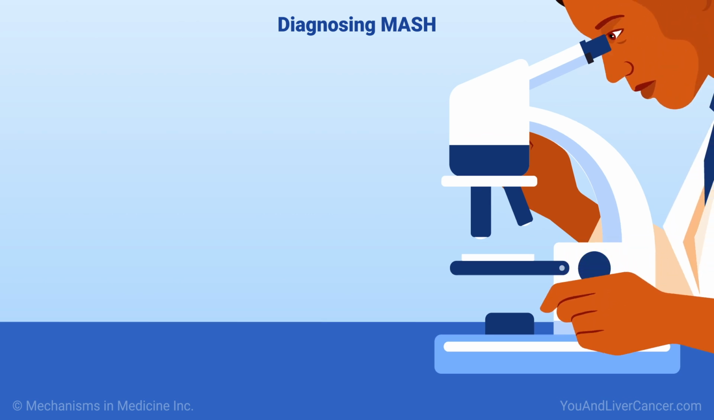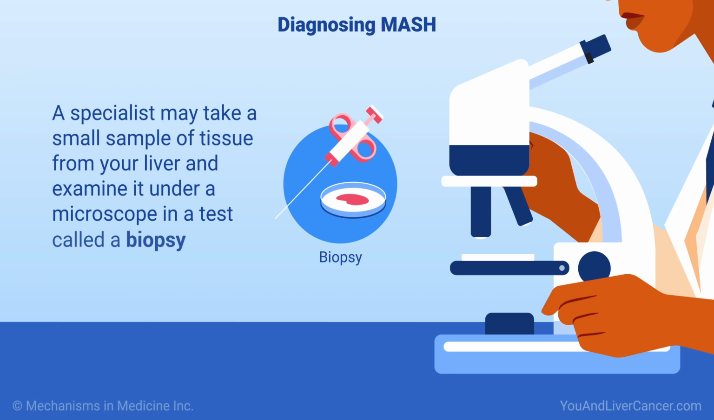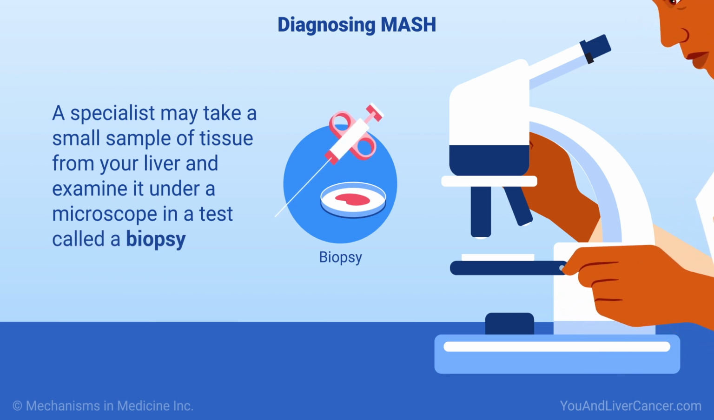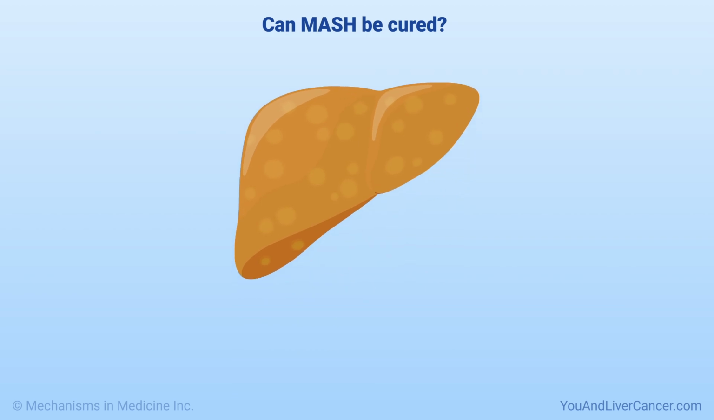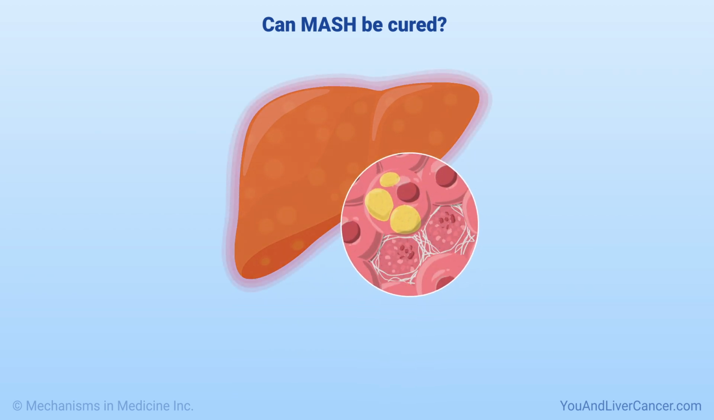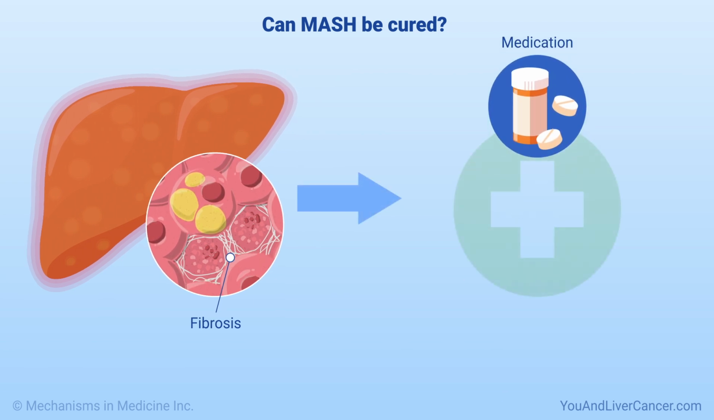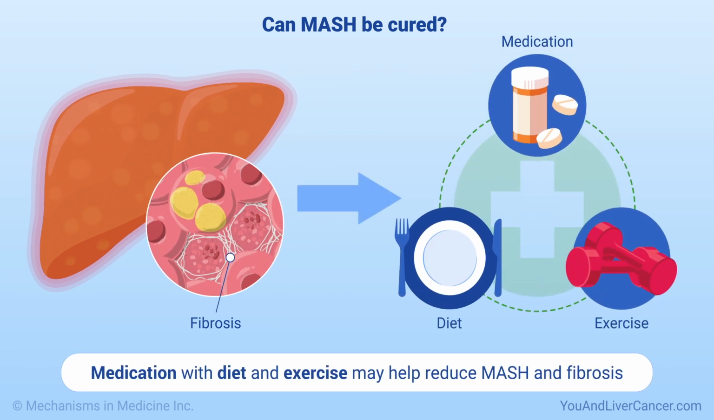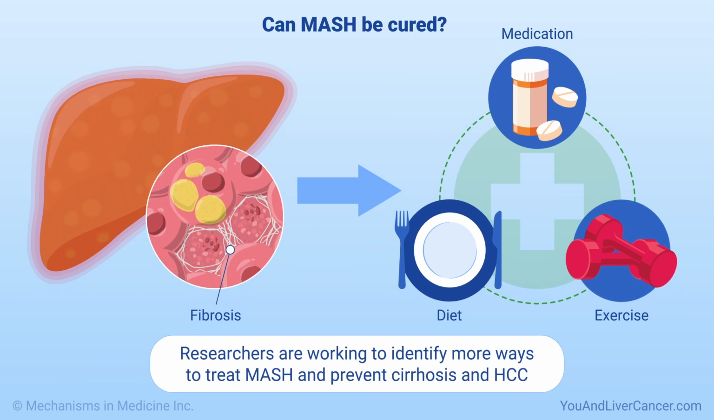If tests indicate you may have MASH, a specialist may take a small sample of tissue from your liver and examine it under a microscope in a test called a biopsy. If you have MASH and enough inflammation to cause stiffening of liver tissue, called fibrosis, your doctor may recommend medication. With diet and exercise, this may help reduce MASH and fibrosis. Your doctor may also recommend medications to help treat MASH and/or obesity. Researchers are working to identify more ways to treat MASH and prevent cirrhosis and HCC.